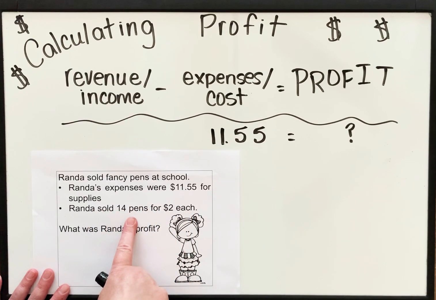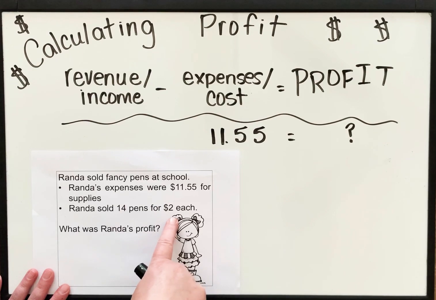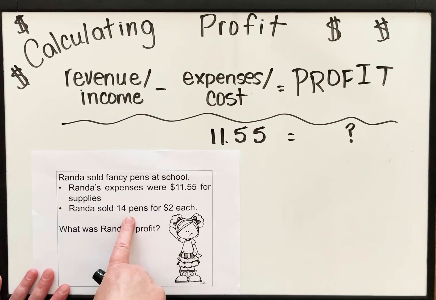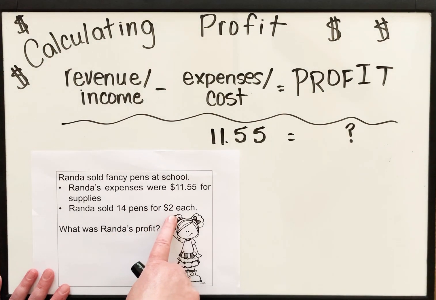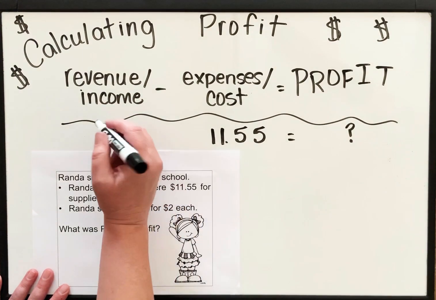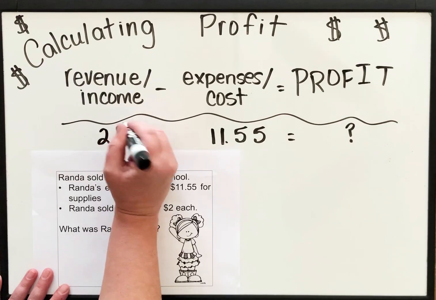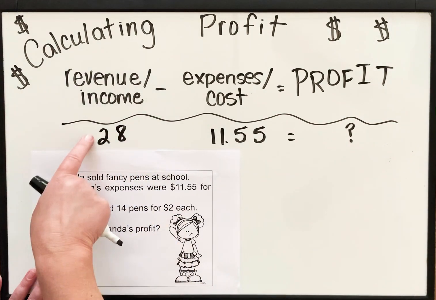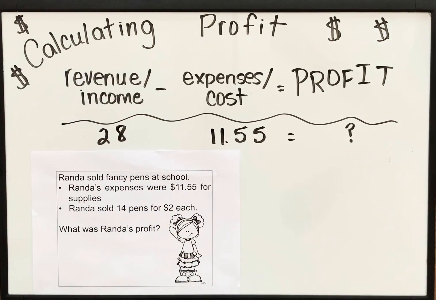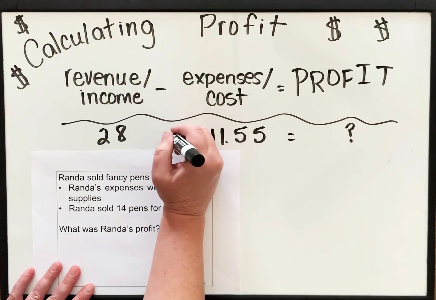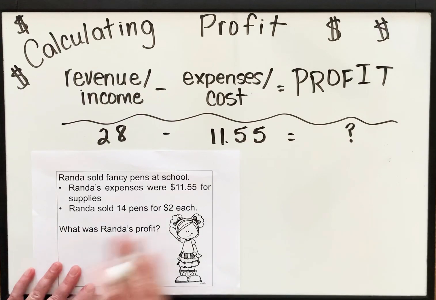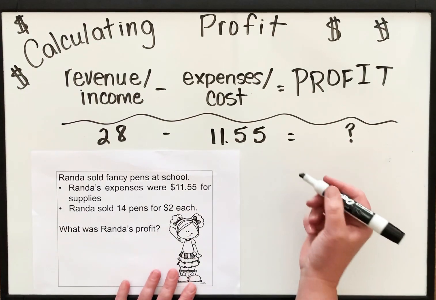She sold 14 pens for $2 each. So that's 14 pens at $2 each. That's multiply. So 14 times 2, that's 28. We had to do an extra little step there in calculating her income. Now again, let's plug in our formula so we subtract out the amount of her costs. So let's come over here and do the math.